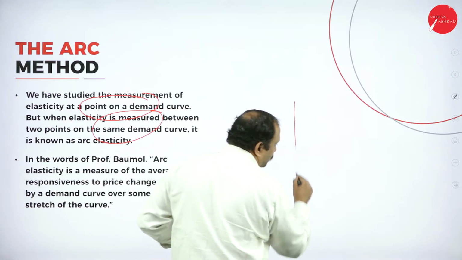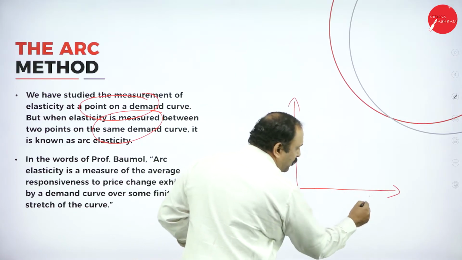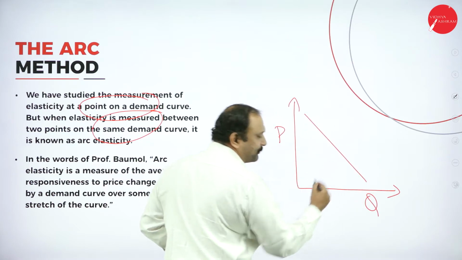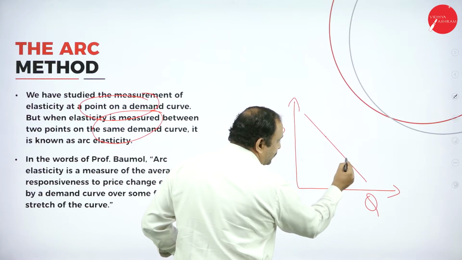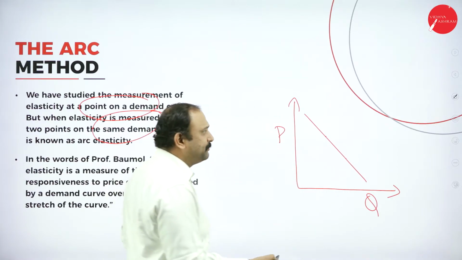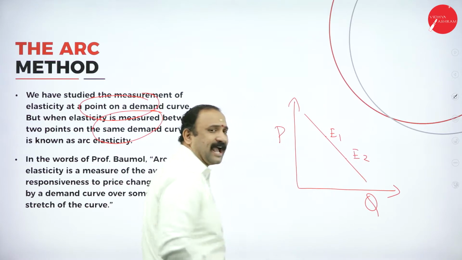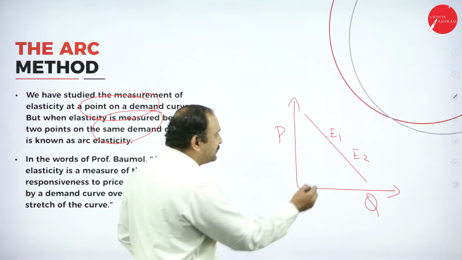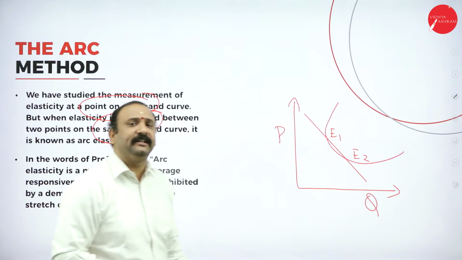So let me put this for you again. Let me take the price here and quantity here, and let me put this diagram. Now, there are two points, here and here. Let me mark them as points E1 and E2. What happens here is that an arc is formed. You would see that the formation is something like this.